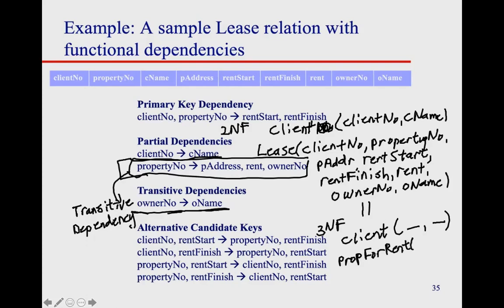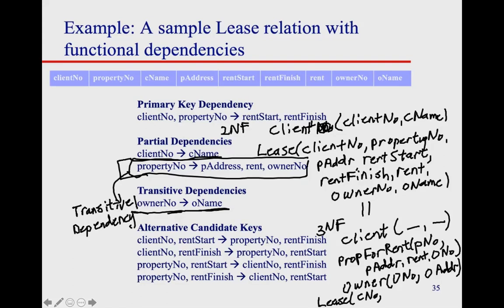And it would have the property number, which, since I don't have a lot of space, I'm just going to abbreviate as P number, P address, rent, and owner number, which I'll abbreviate as O number. And then I'd use this dependency to get the owner relation, owner number and owner address. And finally, the lease now would be down to the client number, the property number, the rent start, and the rent finish.